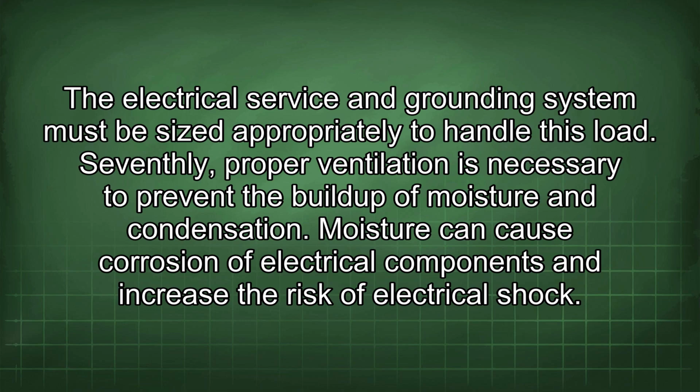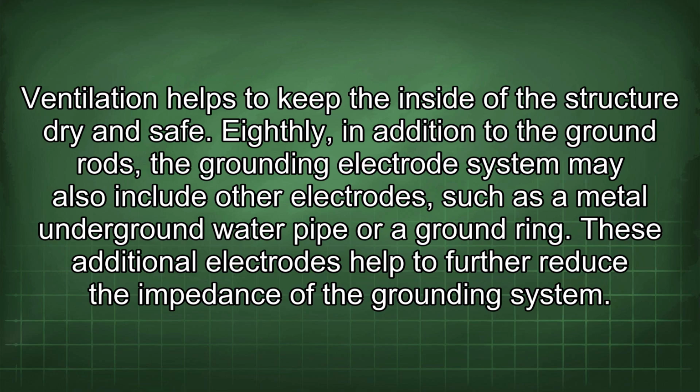Seventhly, proper ventilation is necessary to prevent the buildup of moisture and condensation. Moisture can cause corrosion of electrical components and increase the risk of electrical shock. Ventilation helps to keep the inside of the structure dry and safe. Eighthly, in addition to the ground rods, the grounding electrode system may also include other electrodes, such as a metal underground water pipe or ground ring. These additional electrodes help to further reduce the impedance of the grounding system.